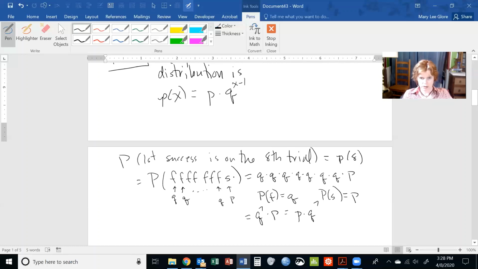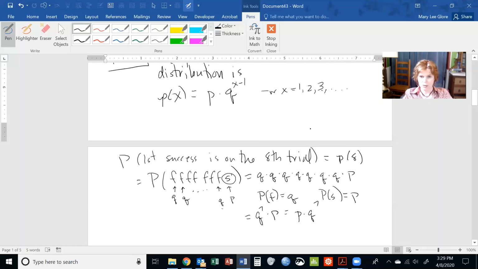So we're going to have one success, the very last one. And then everything before that, which is X minus 1, are failures. And this is for X equals 1, 2, and so on, to infinity and beyond.